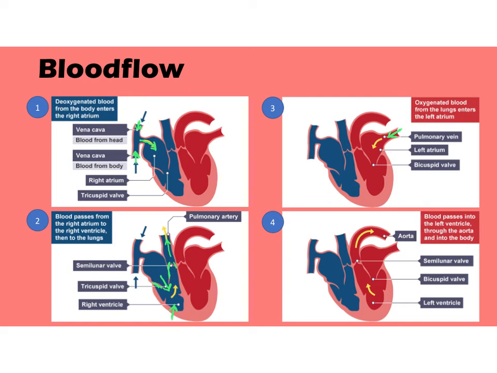And then step 4, the left atrium will contract, the bicuspid valve will open, and the oxygenated blood will be pushed into the left ventricle. The left ventricle will then contract, the semilunar valve will open, and blood will be pushed into the aorta and taken to the rest of the body. Then once the body cells have taken the oxygen, the blood will return as deoxygenated into the vena cava over there, and then the cycle repeats as this is step 1 again.